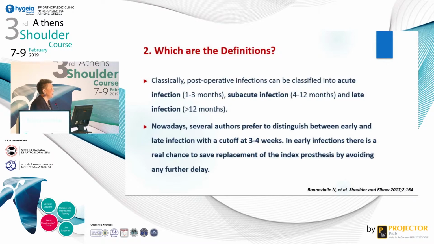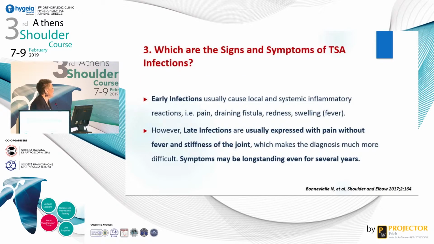that create immune problems. Which are the definitions? I will skip the classical acute, subacute, and late infection and use what is used nowadays. Several authors prefer to distinguish between early and late infection with a cutoff of 3 to 4 weeks. Why? Because by using the term early infection, there is a real chance to save the index prosthesis by avoiding any further delay and without removing the prosthesis.